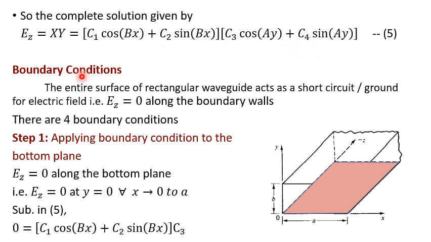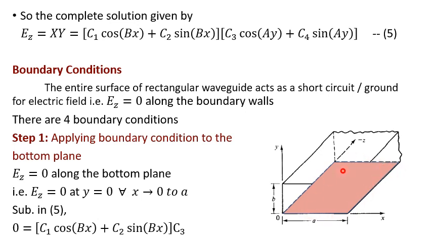Now in order to find the constants C1, C2, C3 and C4, we will evaluate the boundary conditions. We know that since the entire surface of this rectangular waveguide acts as a short circuit or ground for the electric field, Ez will be 0 along the 4 boundary walls. Since there are 4 walls, there are 4 boundary conditions. In the first step, I'm going to apply the boundary condition to the bottom plane. So Ez is 0 along the bottom plane.